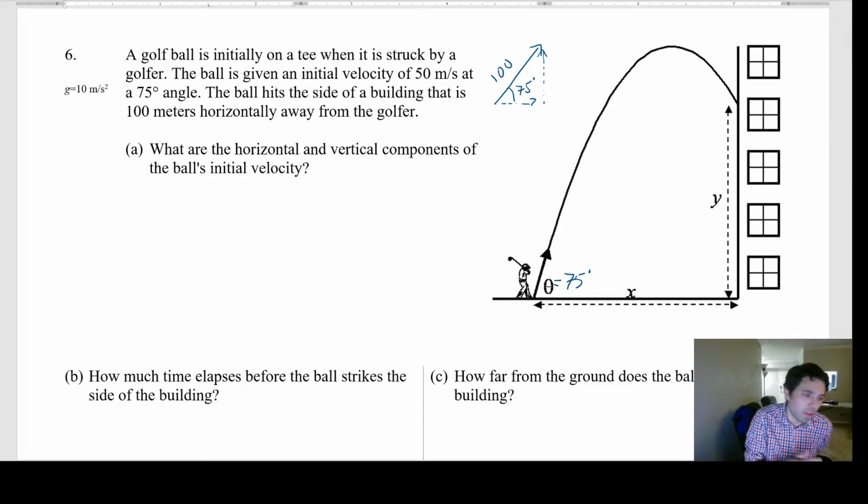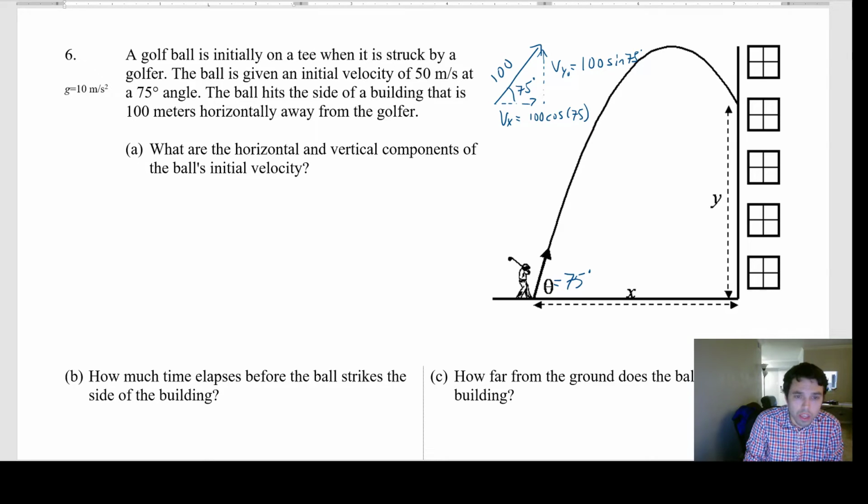I'm gonna go through the whole thing because it's just easier that way. That way everybody can kind of follow along. All right. So part A is what are the horizontal and vertical components of the ball's initial velocity. So as I said before, Vx will always be equal to the hypotenuse, 100 times the cosine of the angle, which is 75 degrees, and then Vy initial will always be equal to the hypotenuse, which is 100 in this case, times the sine of the angle, which is 75 degrees in this case. So go ahead and punch that in real quick.